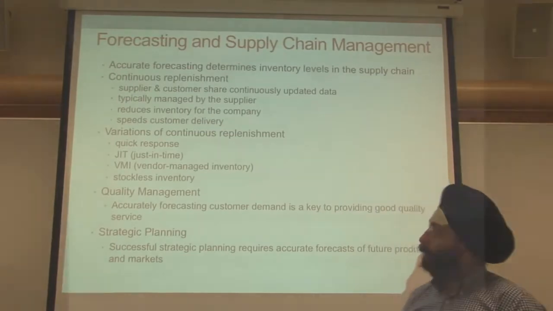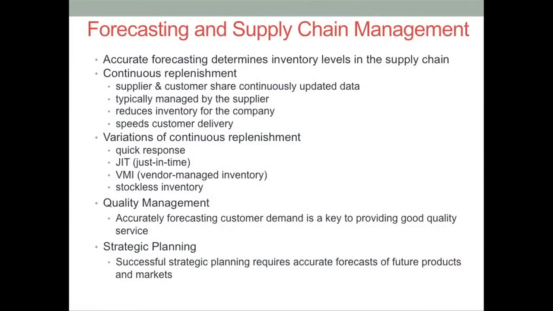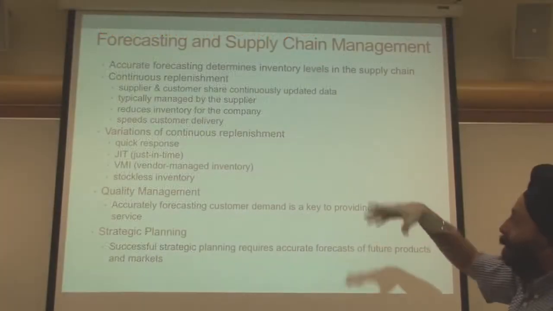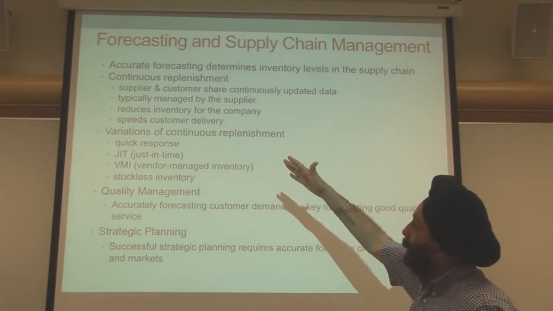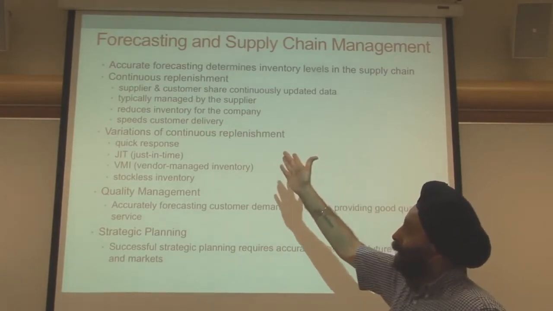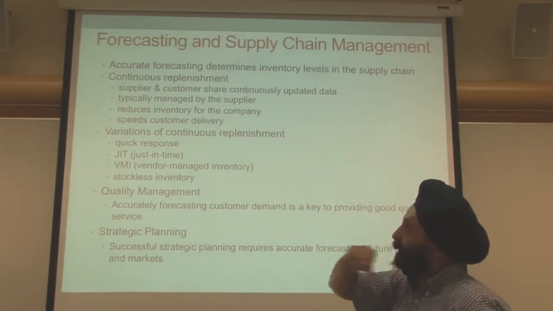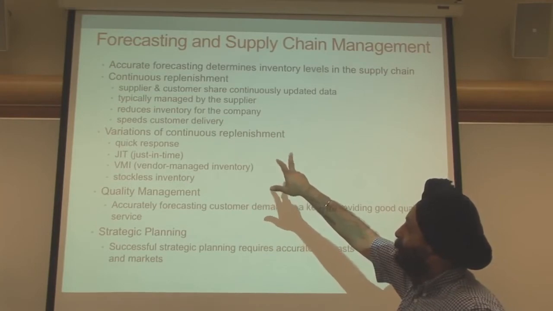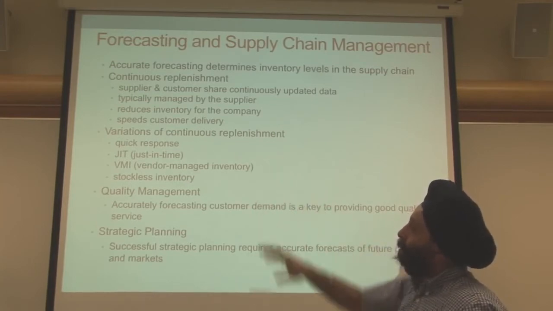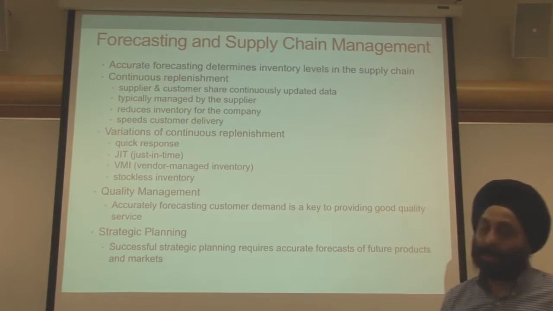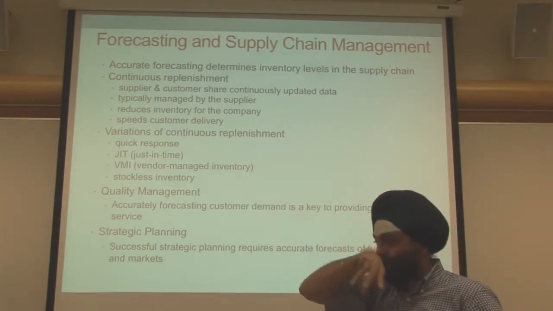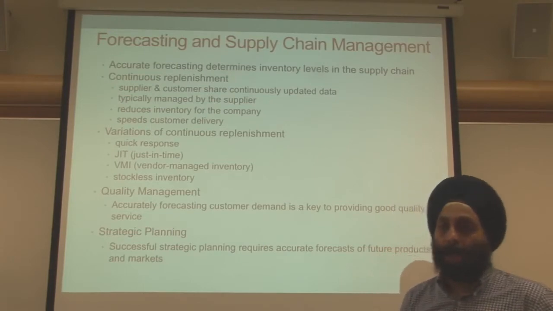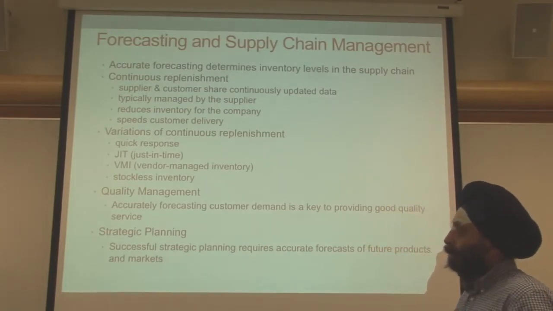Now, in terms of forecasting and supply chain management, accurate forecasting determines inventory level in the supply chain. Typically, we use that in continuous replenishment. Supplier and customer share continuously updated data, as we mentioned in the supply chain discussion. It is typically managed by the supplier, reduces inventory for the company, and speeds customer delivery. A variation of continuous replenishment is quick response, which is used in the apparel industry in the US and throughout the world.